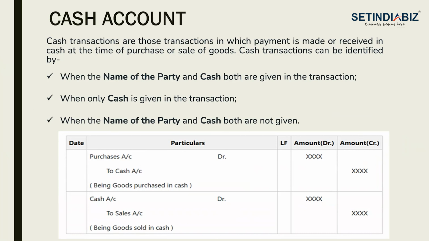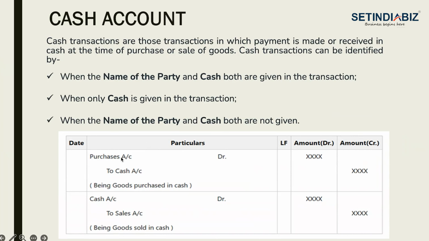Goods being sold on cash to ABC company. Okay, but the entry will not change because the sales are being done on cash. When nothing is mentioned, but it's like goods being sold and cash is received, then also it will be the same entry: cash account debited to sales account. And this is for the purchasing.